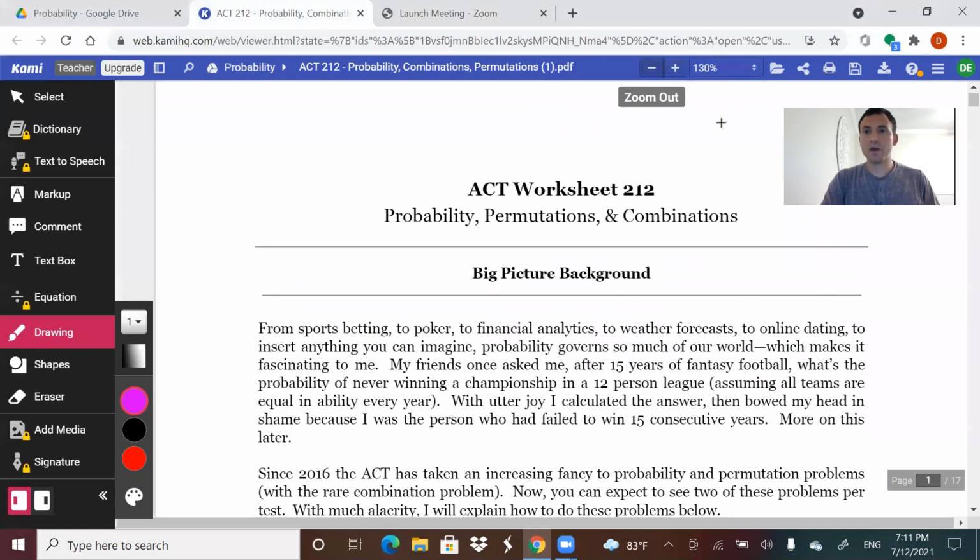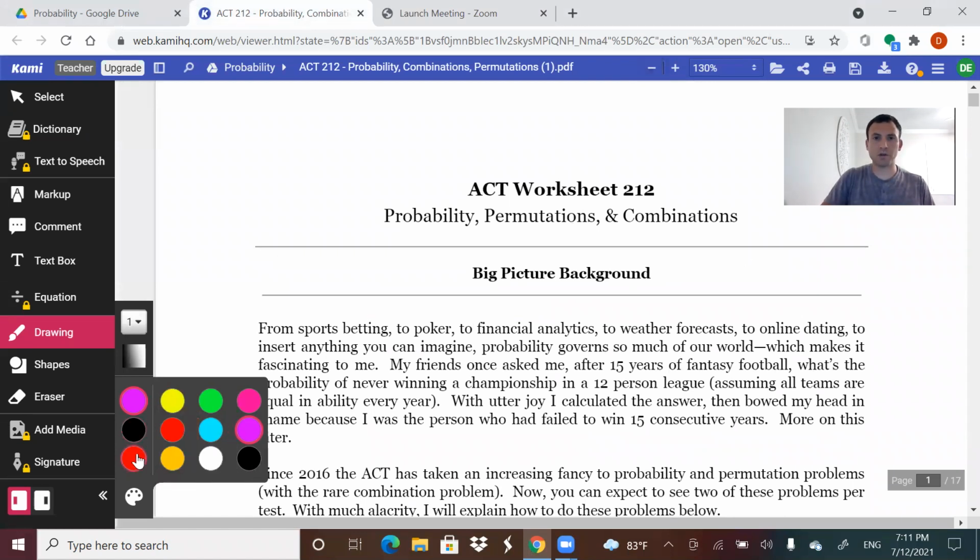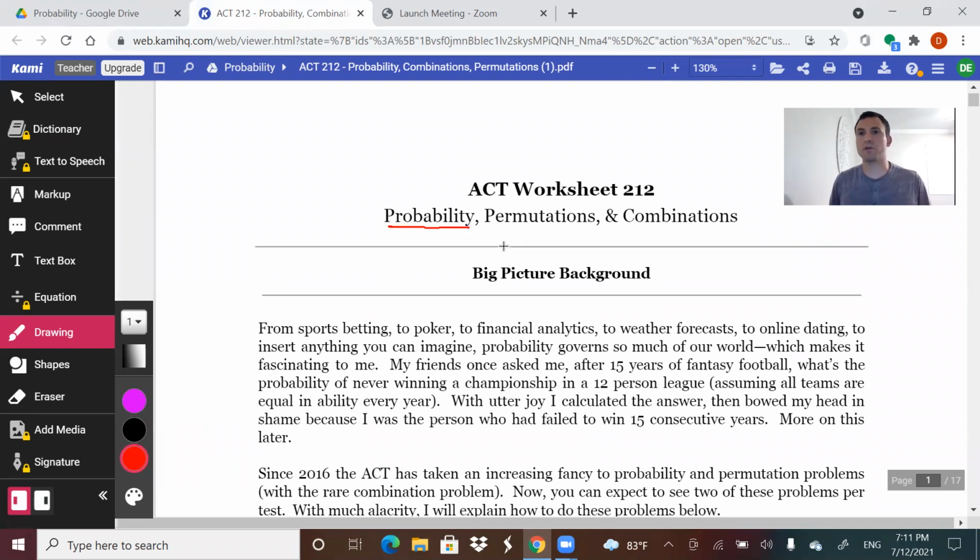Okay, hello. We're looking at ACT Worksheet 212. We will first be looking at probability and the different types of probability problems that will occur on the ACT. Then the second half of this video will explore permutations and combinations, and we'll differentiate between the two. But first, let's look at probability.